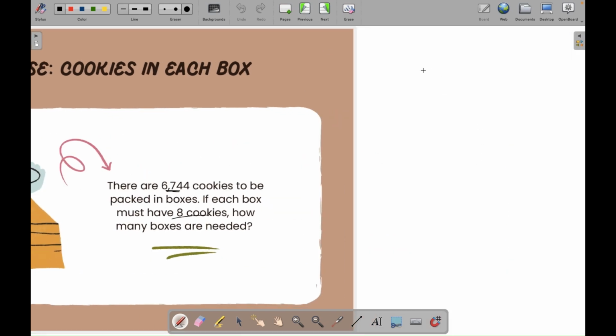So we have 6744. So we'll write 8 here, we have to divide. So first digit, we know that 6 is smaller than 8, so we'll take 2 digits. Right, and then we'll divide 67 by 8. So 67 divided by 8, the first step. Right, we see that 8 8s are 64, which is smaller than 67. And 8 9s are 72, which is larger than 67. So we'll be using 64.